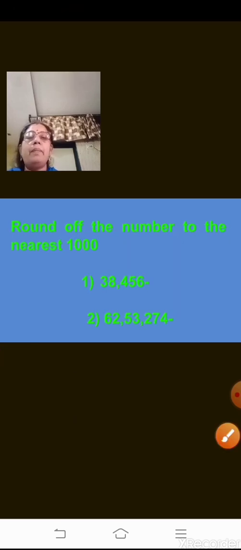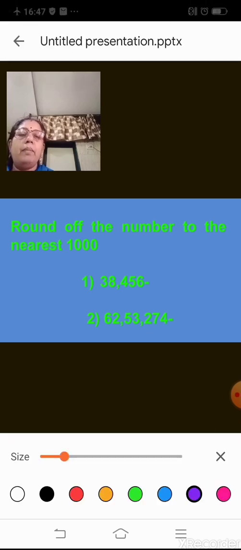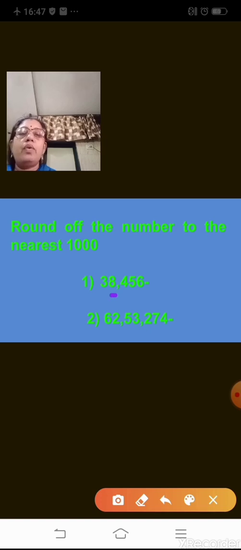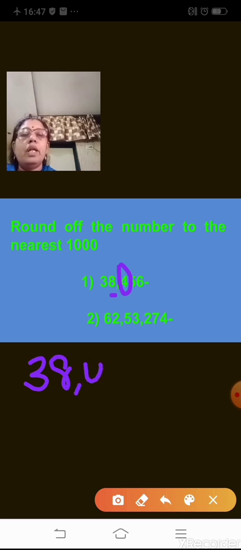Now let us see some examples. Round off the number to the nearest 1000. Let us take the first example. Here you have to round off the number 8, that is, you will underline the number 8. And which number you will see? You will see the number 4 which is in the hundreds place. So this number is less than 5. So while rounding off, your number will become 38,000. Rest all in hundreds, tens and ones place you will put as 0.